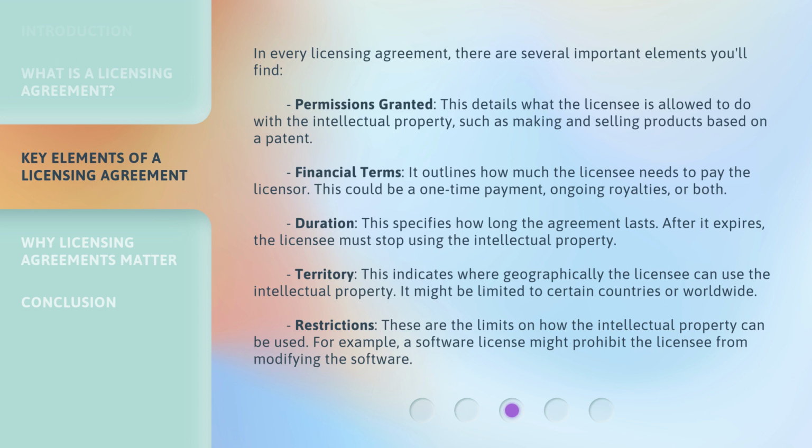Duration. This specifies how long the agreement lasts. After it expires, the licensee must stop using the intellectual property. Territory. This indicates where geographically the licensee can use the intellectual property. It might be limited to certain countries or worldwide. Restrictions. These are the limits on how the intellectual property can be used. For example, a software license might prohibit the licensee from modifying the software.